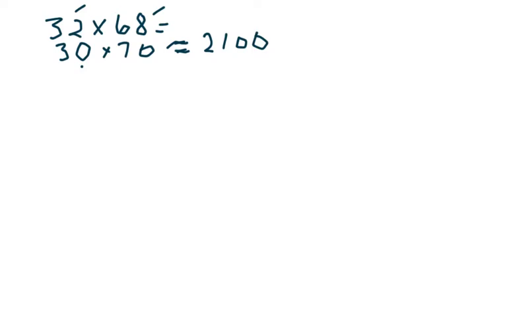Pretty good estimate. The real answer is 2,176. That's the actual answer if I multiplied it all the way out. Just to show you that this is a pretty good estimate. That's the actual. This is pretty close. Talking about 2,100, well, 76 isn't much. So it's close to 2,100 as an estimate.